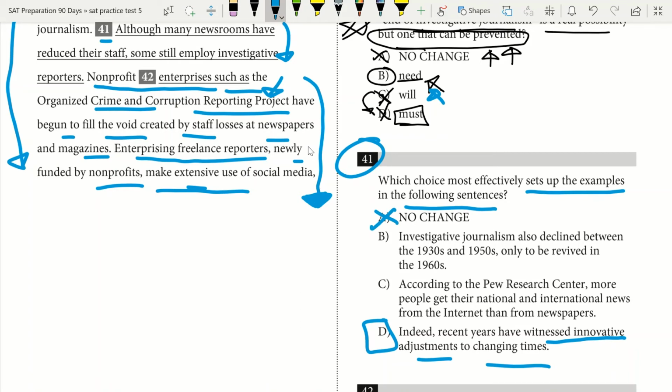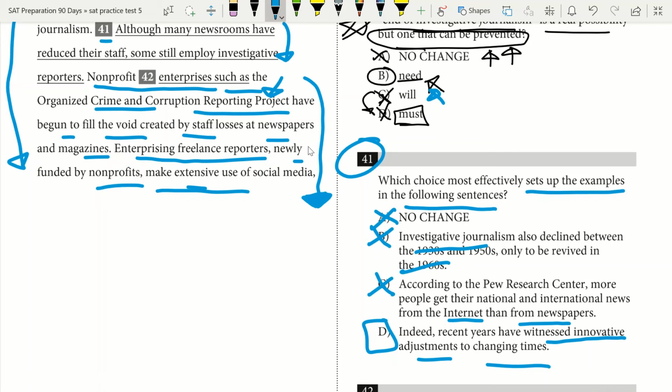So A is incorrect. B, investigative journalism also declined between the 1930s and 50s, only to be revived in the 60s. Once again, that's not introducing those innovative examples that follow. Now, option C, according to the Pew Research Center, more people get their national and international news from the internet than from newspapers. Once again, that's not addressing those innovative ways that come to follow, in the following sentences.